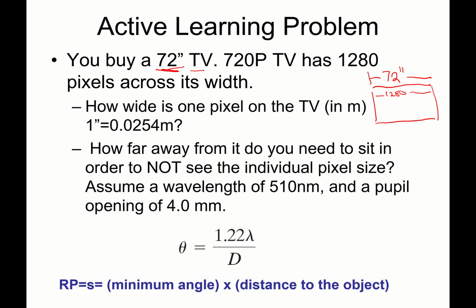And then once you know the pixel size, you know the S in the equation for the resolving power, and you're going to assume a green light in the middle of the spectrum, 510 nanometers, and a pupil size of 4 millimeters. You can figure out your minimum angle. So now you have to figure out how far away from the TV you need to sit. What's the minimum distance you need to sit away from the TV in order to not see the individual pixel size?